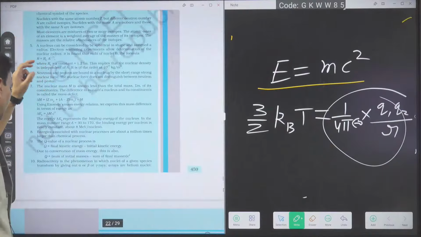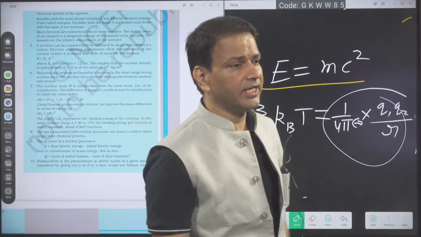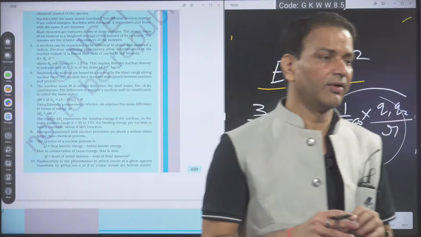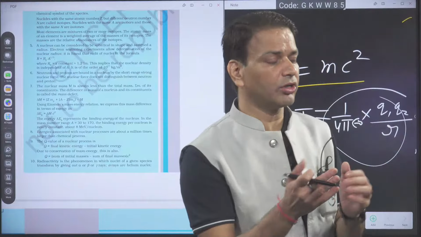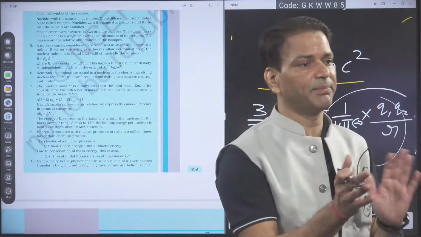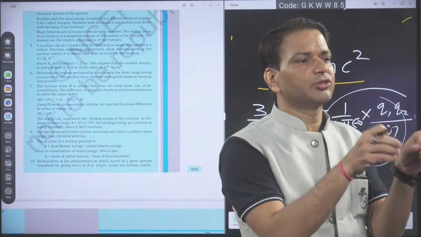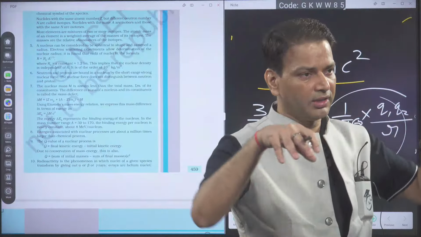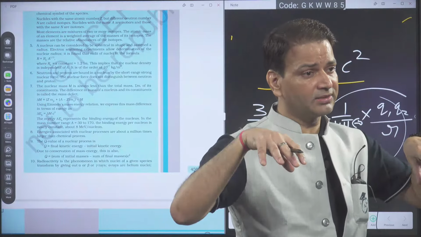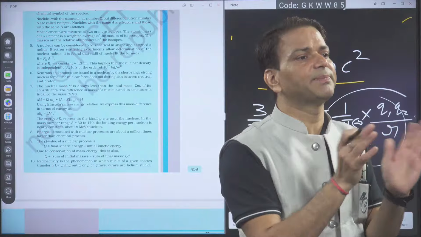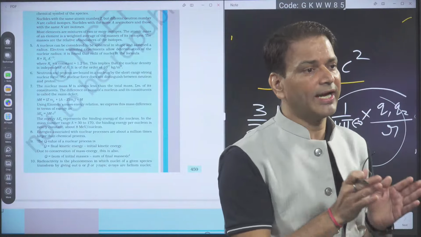One more thing: in the old NCERT, this statement has been given. Every particle has an antiparticle. Particle and antiparticle means, like electron and positron, they are the antiparticle of each other. When they combine, they destroy each other. They have equal mass but opposite charge, so these particles are called antiparticles.